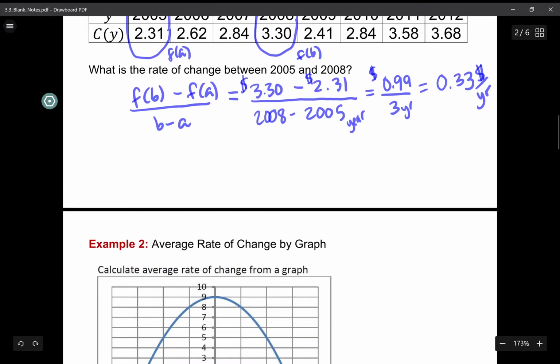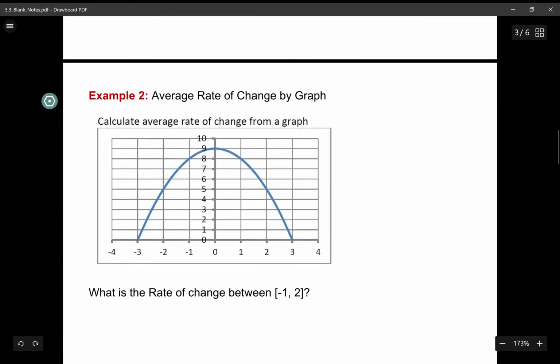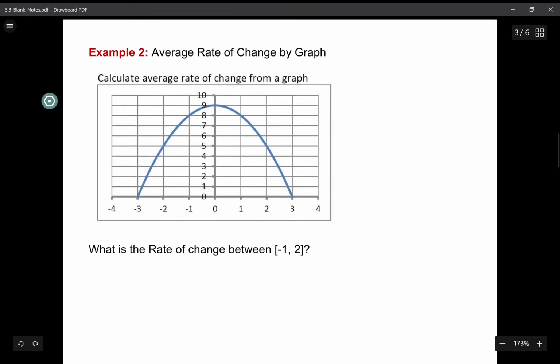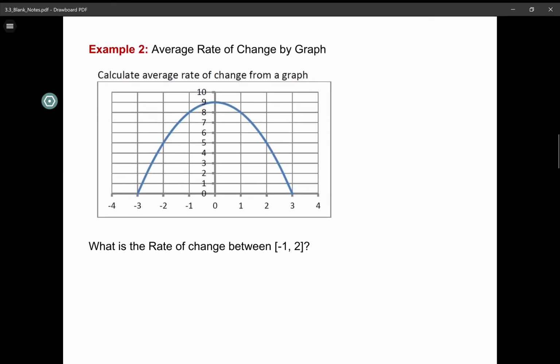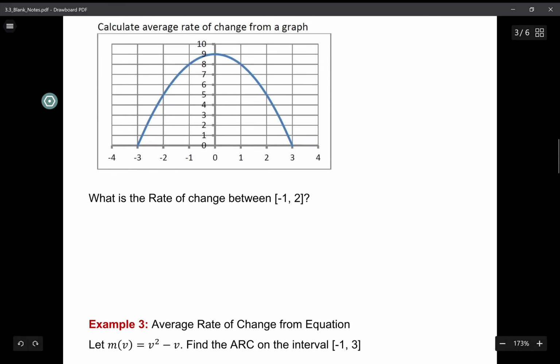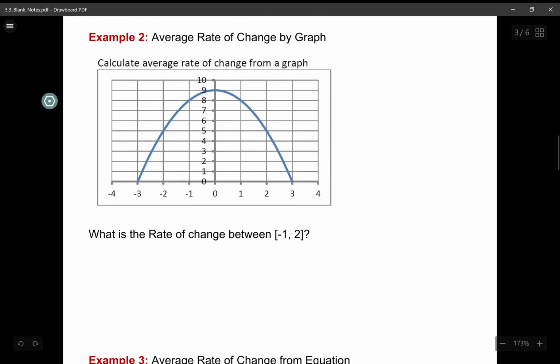All right, let's see if we can find the average rate of change from a graph. All right, so what I would like you guys to do is look at this graph, using our formula for average rate of change, give it a try, pause the video right now, and try to find the rate of change between -1 and 2. All right, let's do this one together.